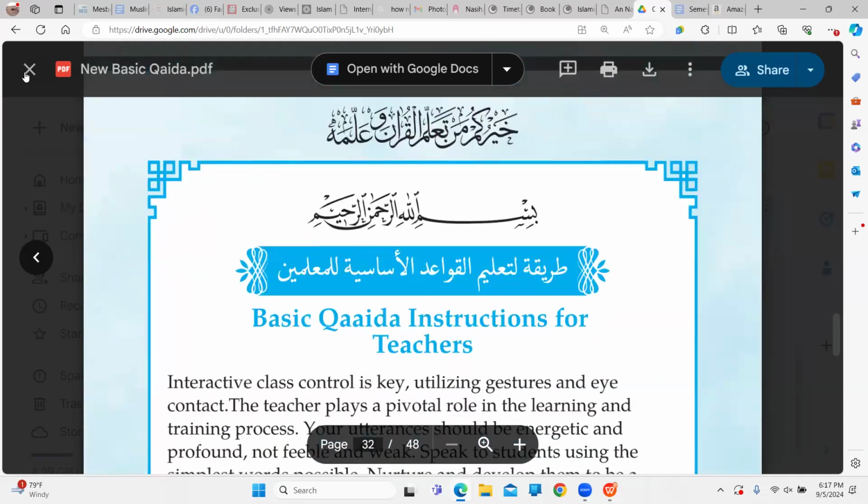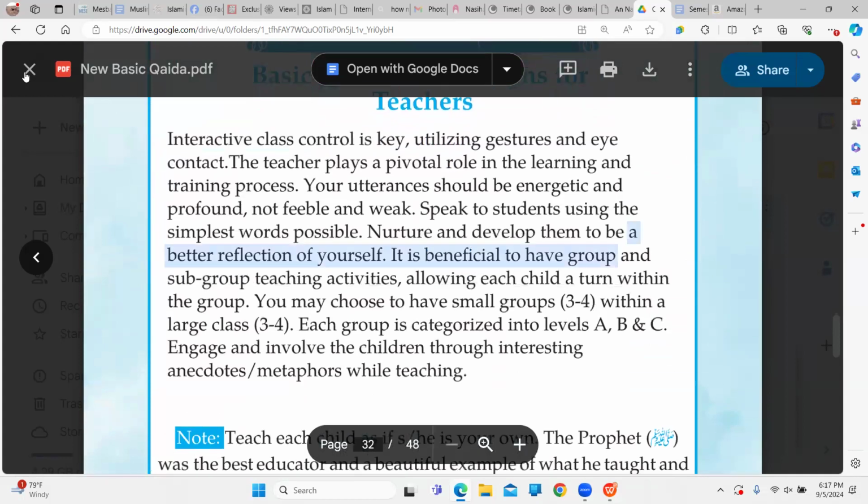Okay, now here are the instructions for the teacher. This is important. I'm just going to read it out loud. Sisters, please pay attention. Look at the screen. Interactive class control is key. It's called non-verbal communication. There is a training by brother Michael Abraham, you can search him online. He's a Muslim, originally from Syria. It's supposed to be Mikhail Ibrahim, but he became Michael Abraham.